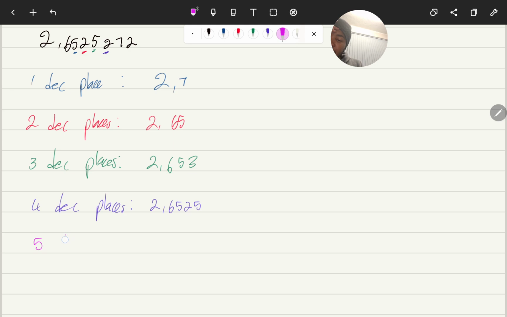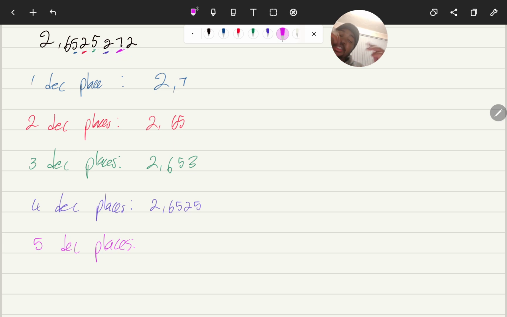5 decimal places, right? So now we're looking for 5 decimal places. 5 numbers are after the comma. That means we go look for the 6th number. 1 2 3 4 5 6.